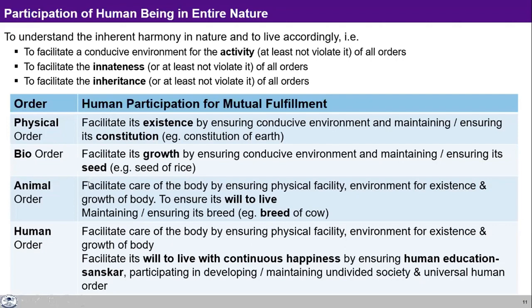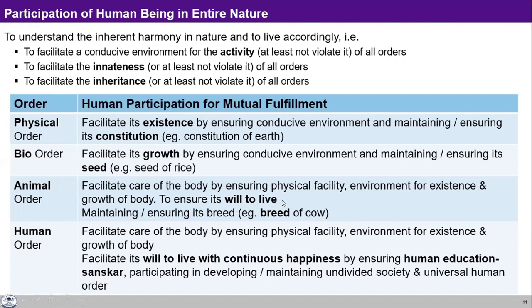In the animal order, we need to facilitate care of the body by ensuring physical facility, by ensuring environment for existence and growth of the body. And to ensure its will to live, we have to maintain and ensure the breed, for example, breed of cow. So again, this will to live is there. So yesterday we were discussing about veg and non-veg. So that discussion could not be completed unless you understand the animal order in completeness.